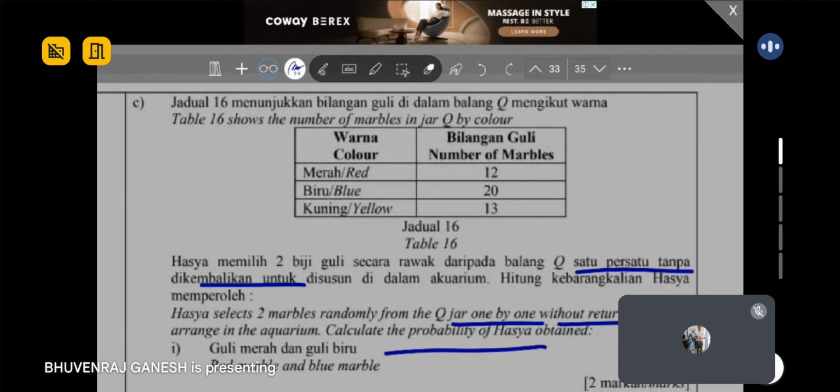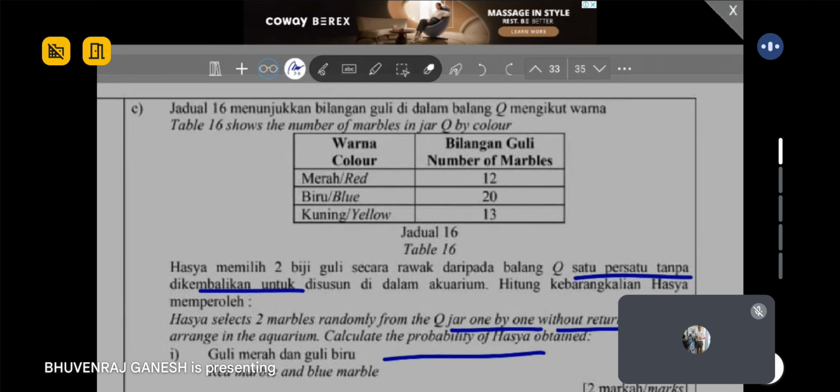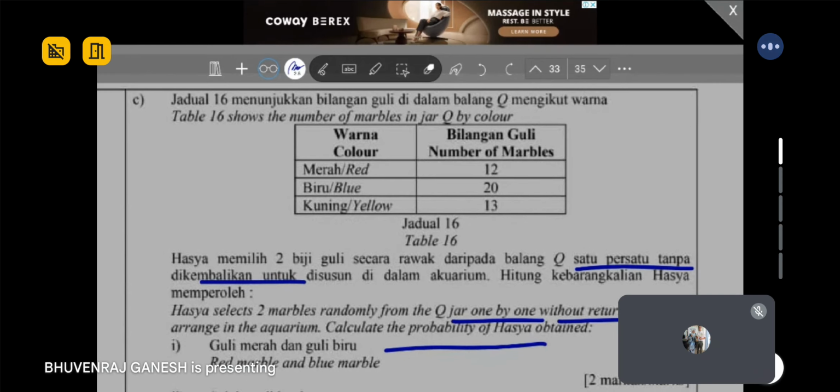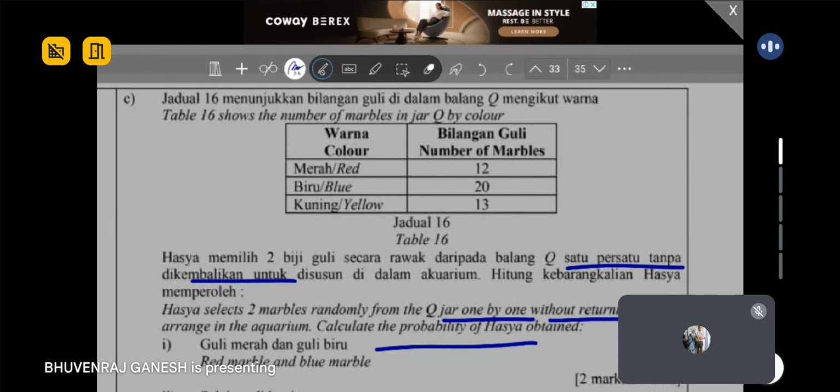Sebab nilai kebarangkalian tu akan dipengaruhi. Okay, it will be affected your probability value when you don't replace the marble back. Very logic. Okay, alright. So now they ask you red marble and blue marble. Okay, so may I know guys, apa dua nilai yang kamu akan darab kat sini? Try and see. What are your two answers? Or the final answer boleh bagi juga. If you have the final answer, you just share.